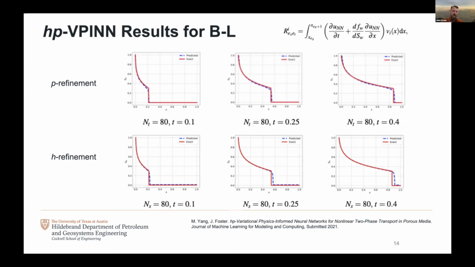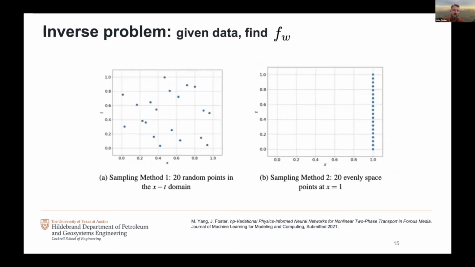However, there is one case where it might be useful to do that, and that is if you're interested in solving the inverse problem. So in this case, given the data, we want to find the constitutive model. And the constitutive model in this Buckley-Leverett problem is this fractional flow curve, right? We're going to do this in two ways. We're going to randomly sample the data. This is the XT space, and these are values of saturation in that space. We're just going to sample the data randomly and train our model with that data.